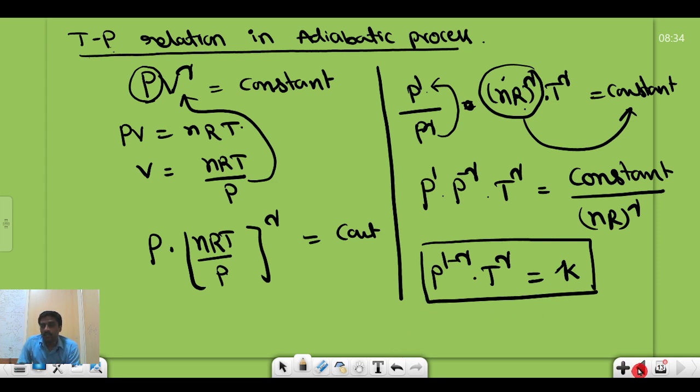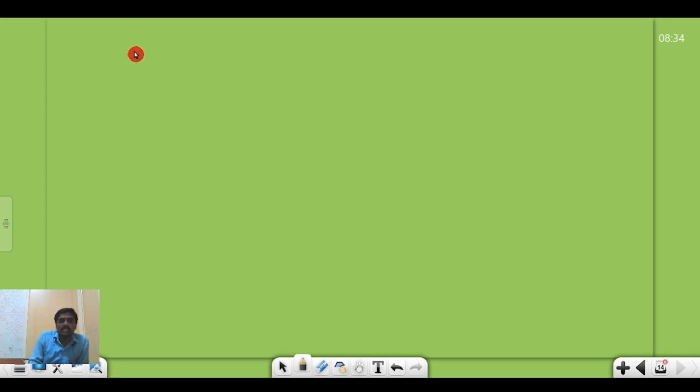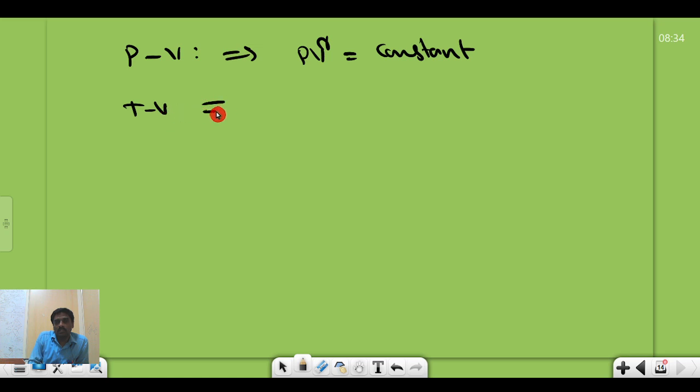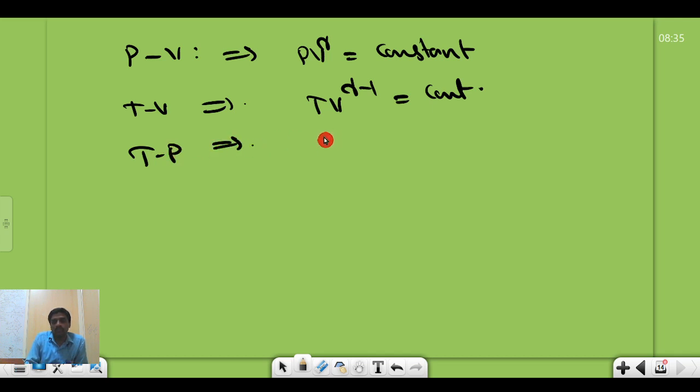Now let us write all three equations in one place. The PV relation in the adiabatic process is PV power gamma equal to some constant. The TV relation in the adiabatic process is TV power gamma minus 1 equal to some constant. The TP relation in the adiabatic process is P power 1 minus gamma into T power gamma equal to some constant.